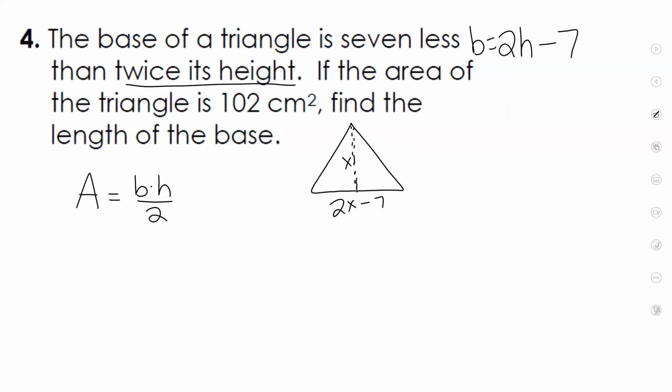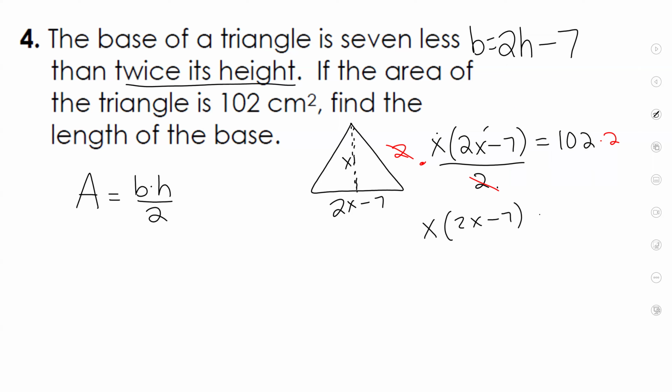Okay, so let's use the formula. Area of a triangle is the base times height. So I'm just going to multiply those together, and that should give me 102. Oh, don't forget, divide by 2. Base times height divided by 2. All right, so what I'm going to do is multiply both sides by 2, and those cancel out. Now I'm left with x times 2x minus 7 equals 204.